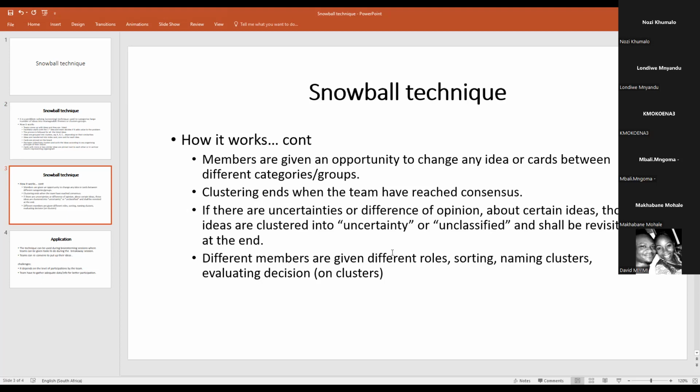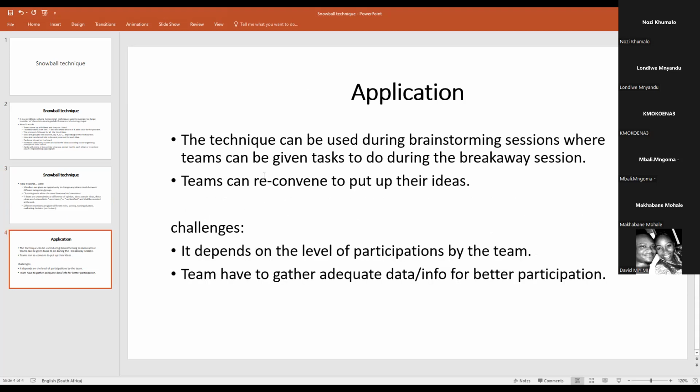Different members are given different roles for sorting, for naming clusters, and evaluating decisions on the clusters. And then, for typical applications, the technique can be used during brainstorming sessions where teams can be given tasks to do during the breakaway sessions. The team will later on reconvene to put up their ideas.